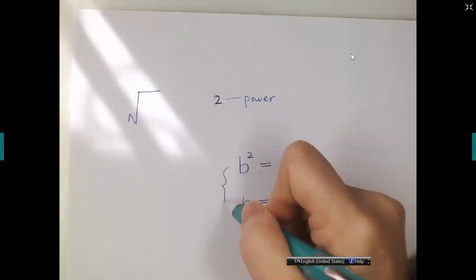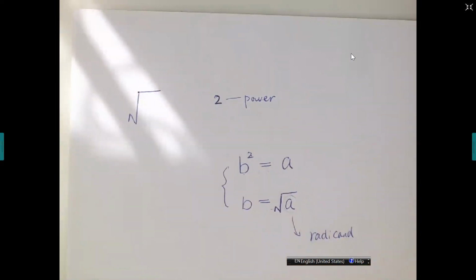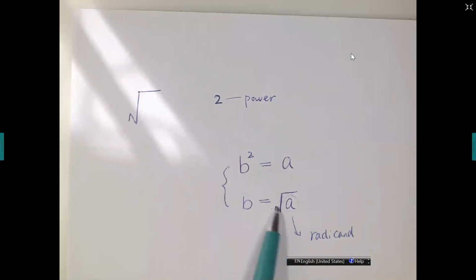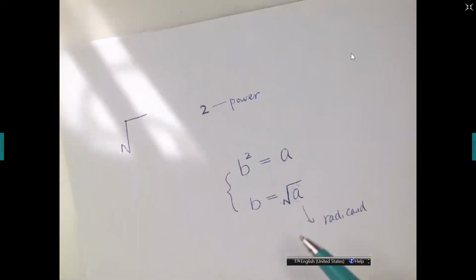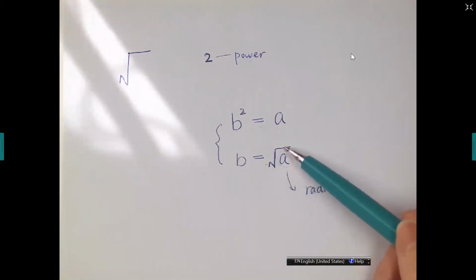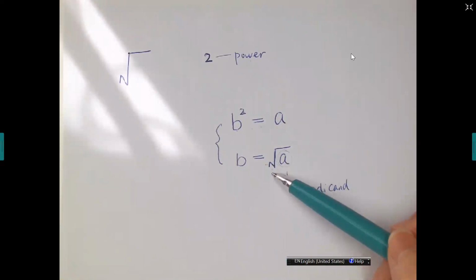And those two mathematical expressions tell us the relation between the perfect square and the square root. So b is equal to the square root of a, or radical a. They mean the same thing. This is how they're related. And from the expression here, we can also treat this as one definition, the definition of the radical expression.